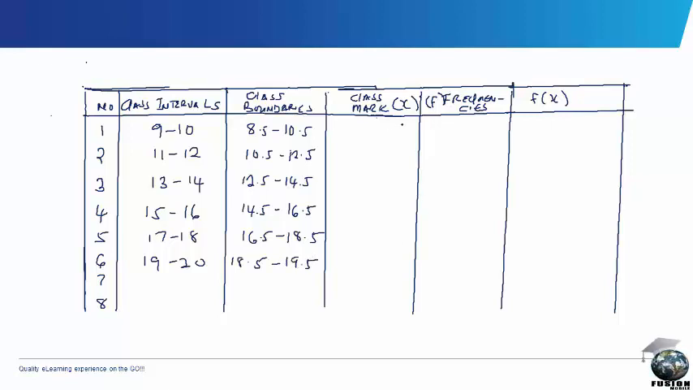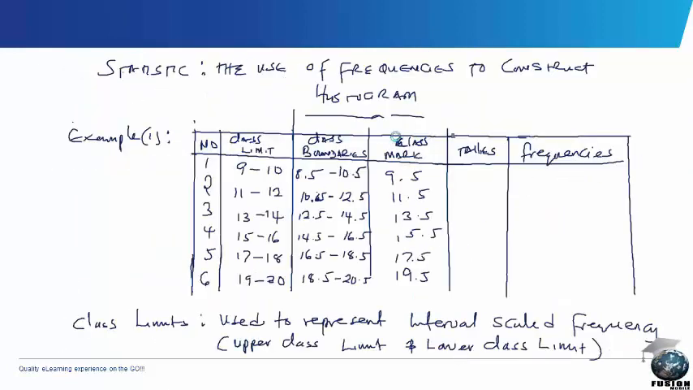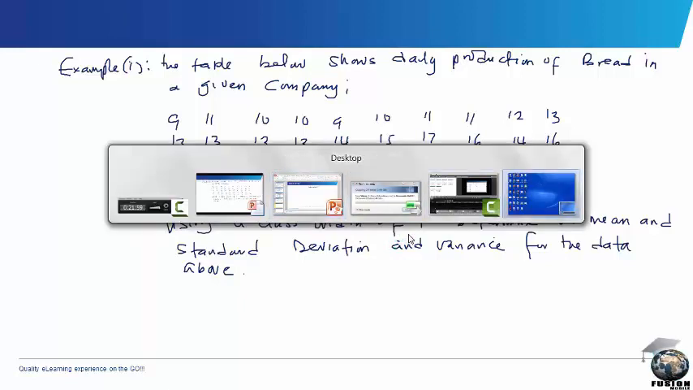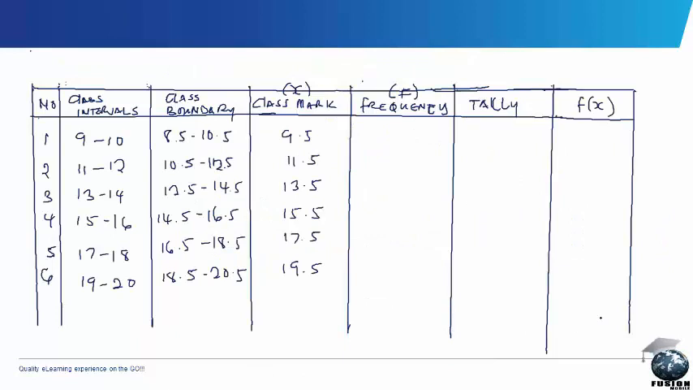The class mark, we said, is when you add the lower class interval and the upper class interval and you divide by 2. Okay, and then we've obtained the class mark on this column, where we have the class mark as 9, 11, 13, 15, and the following numbers. All right, so we check the frequencies.